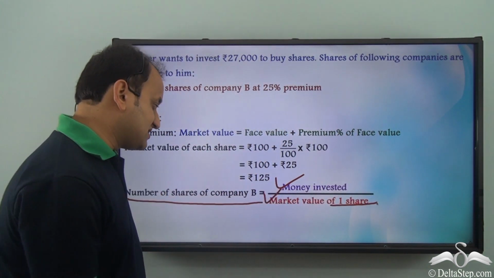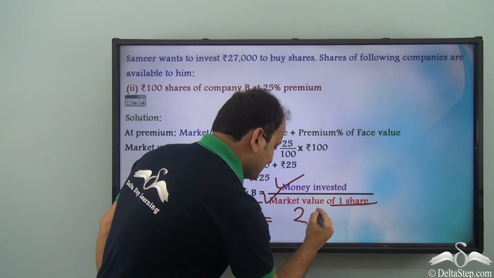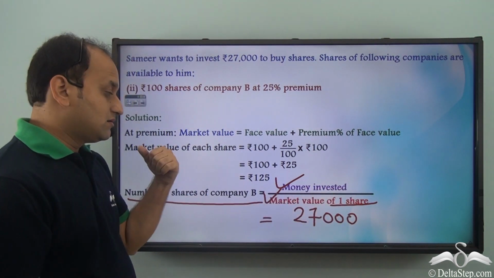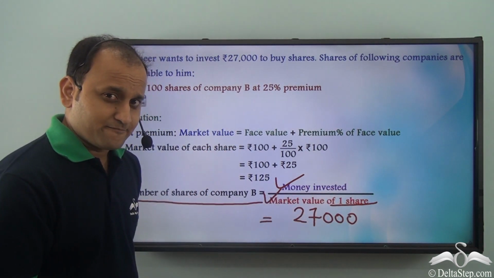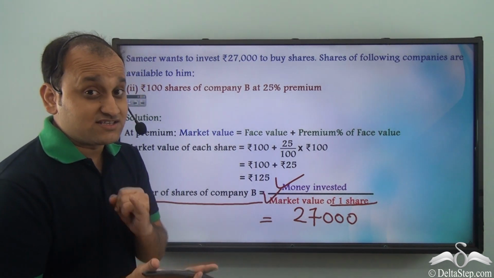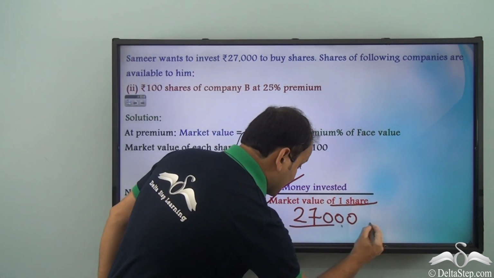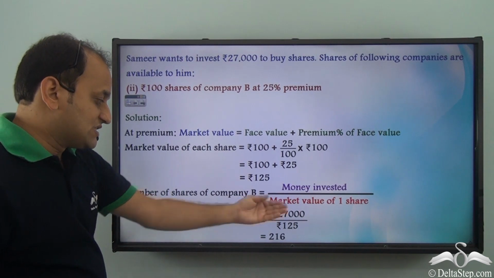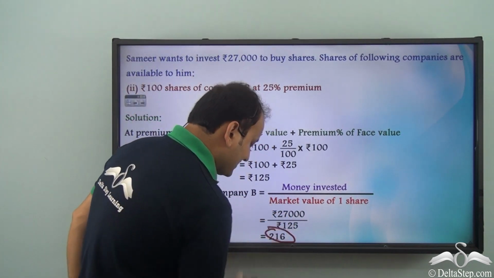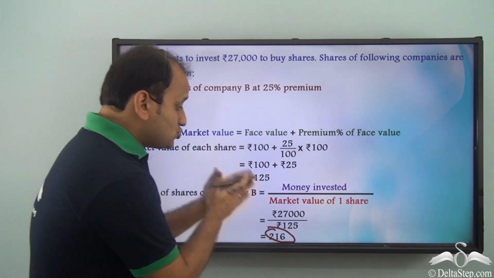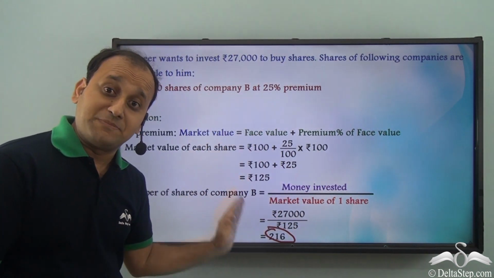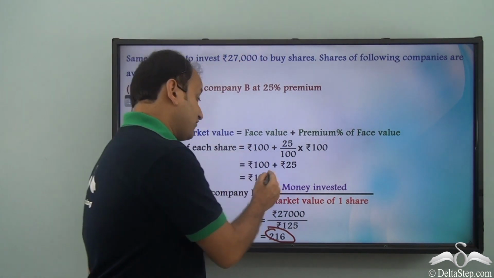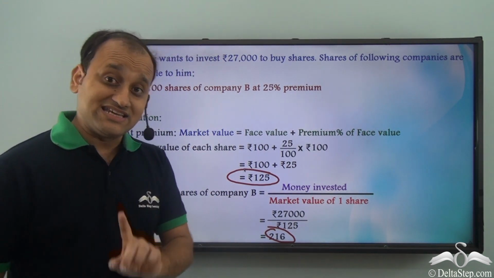So what is the money invested? It's 27,000, right? And it will be divided by 125, always the market value. So once we divide these, we get 216. So we will get 216 shares of company B if we invest 27,000 rupees, because the market value in this case is rupees 125.